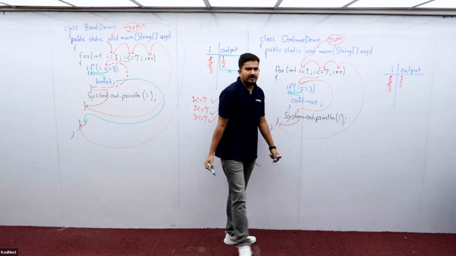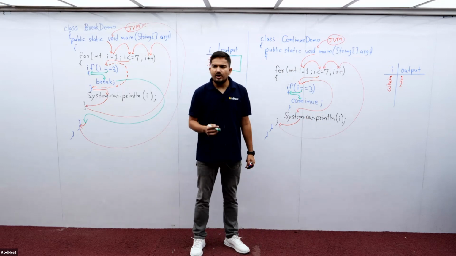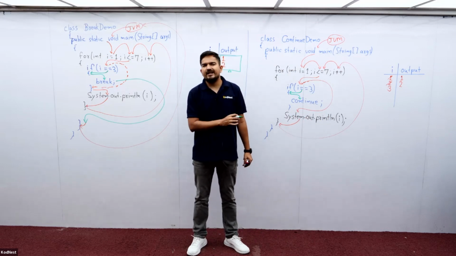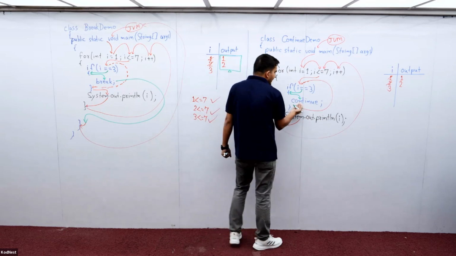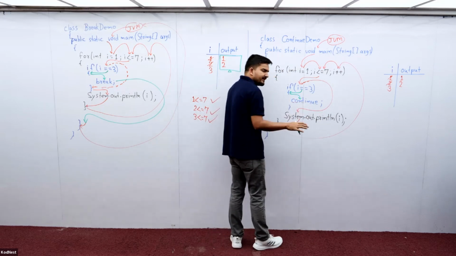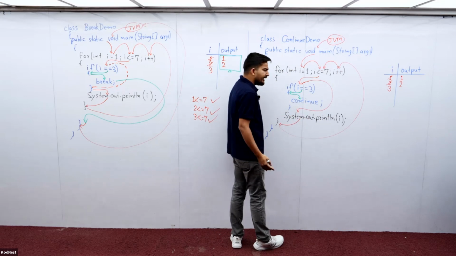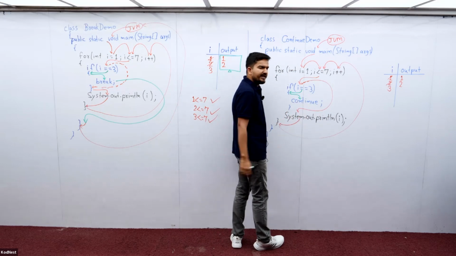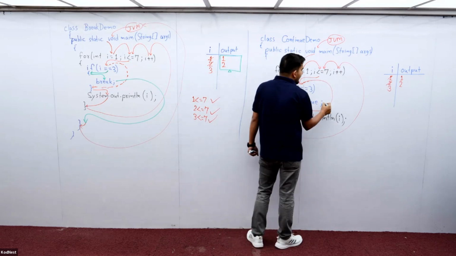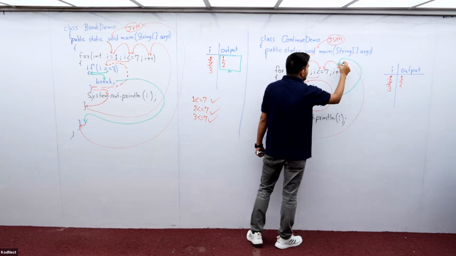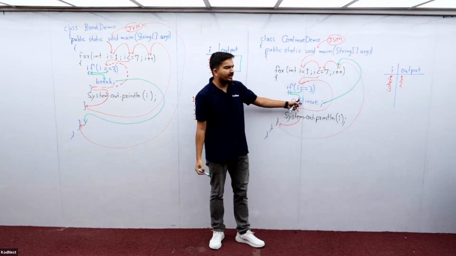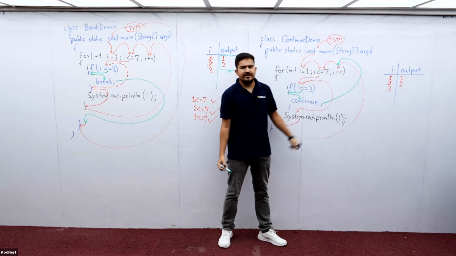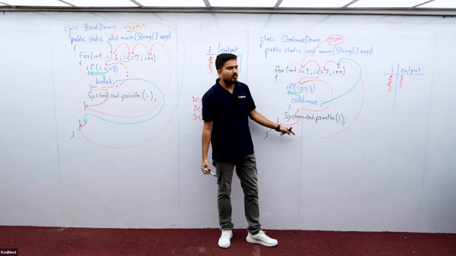Inside if, what are we having? We are having continue. The job of continue is to skip only the current iteration. I repeat, the job of continue is to skip the current iteration. That means whatever is below continue inside the for loop is not going to be executed. From continue, control is directly going to go to the updation part. It is not going to execute what is below this.